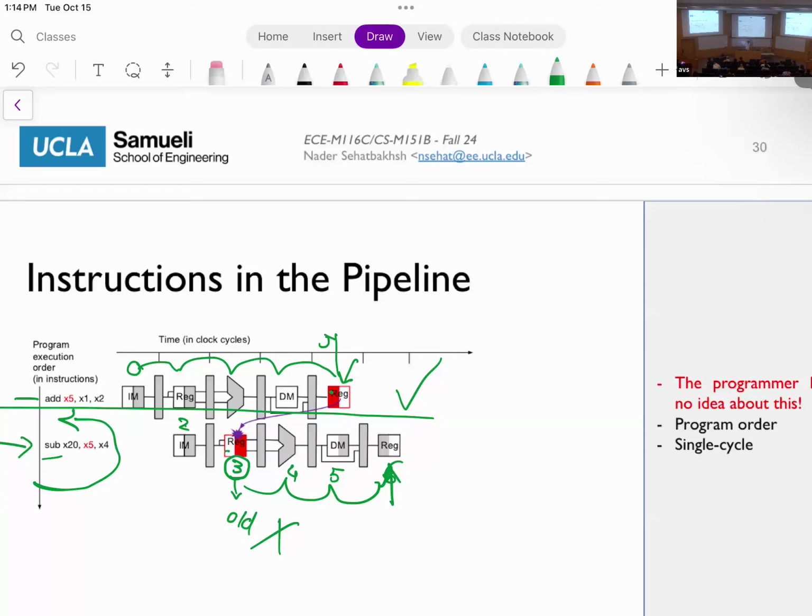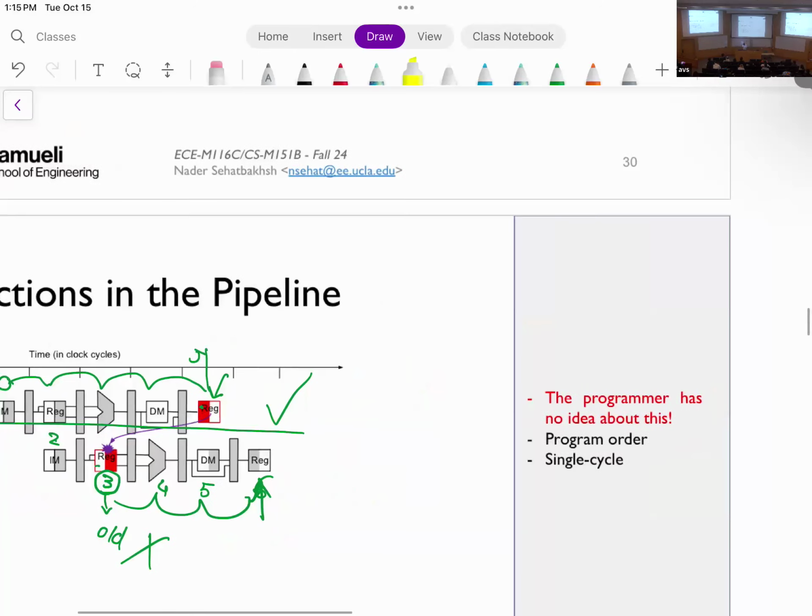Rewrite the instructions. If, for example, this was not X5 and was something else, we would have been fine. But you usually cannot, because think about this as a high level language. For example, you have something like y is equal to x plus 4, and then you want to have, I don't know, array y doing something, right? So y is dependent. You cannot change y to something else.